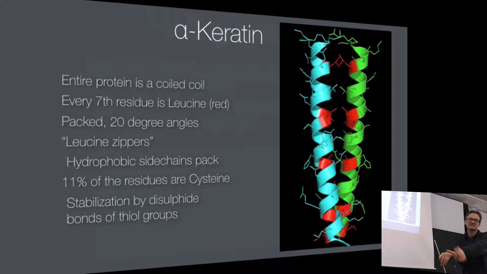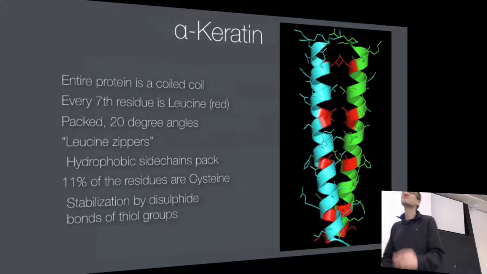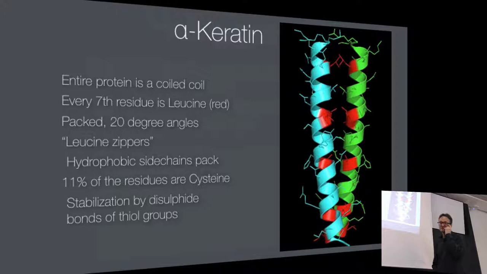You might also have a fair number of residues being cysteine, and then you might even have disulfide bonds between them, and then they will be even more stable. Can you imagine where this occurs? An important part of your body. Hair. This is hair.